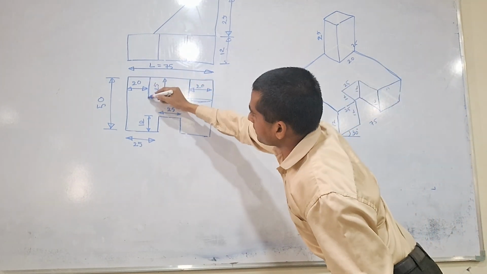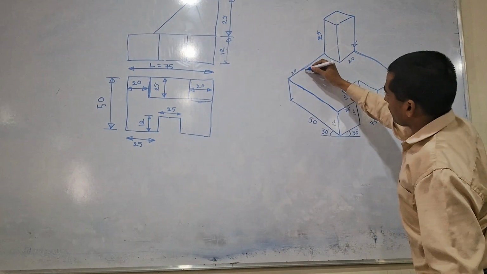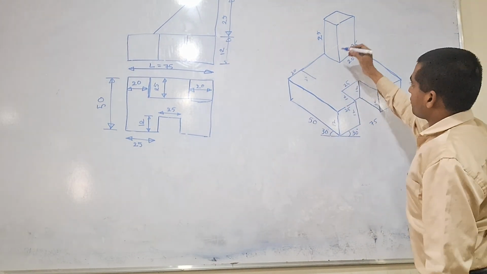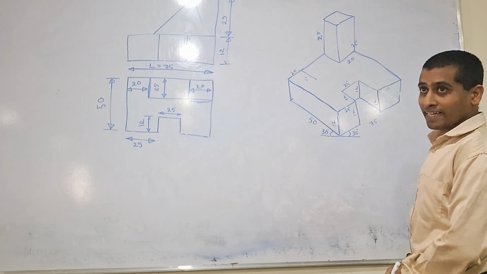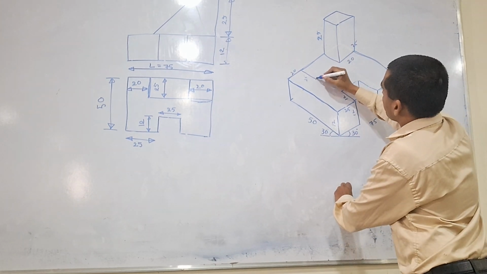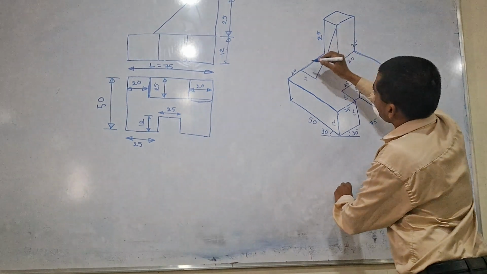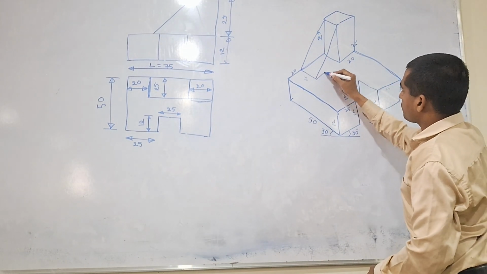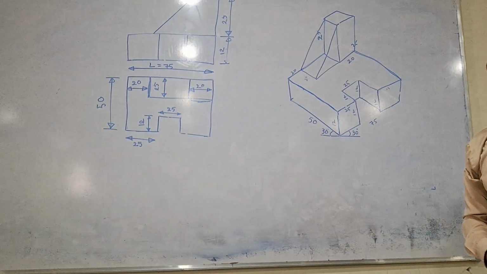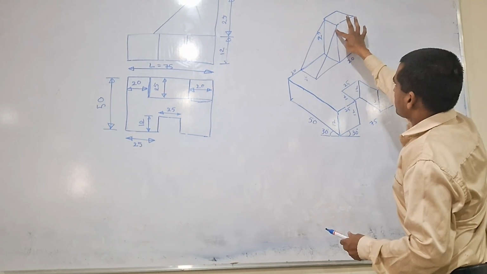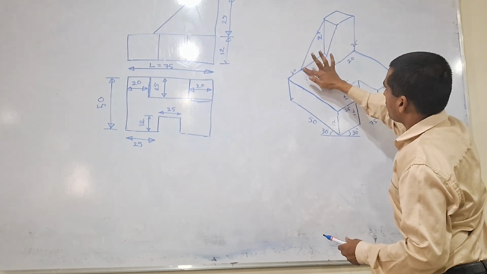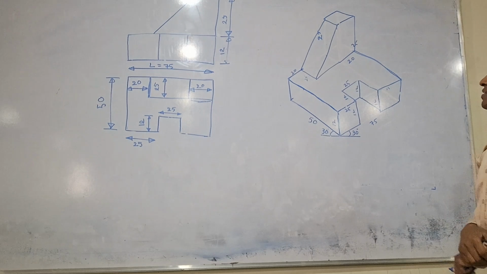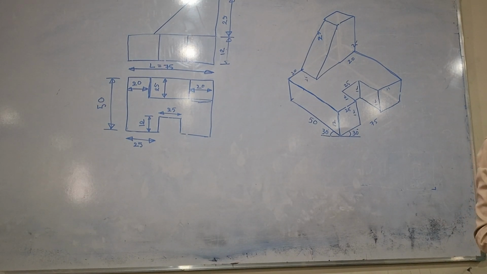And what is this line length? 25. So I will draw a 25 line. This is a 25. Okay? Then I will join this point with this one. Is it clear? So I am joining this one with this point and also this one with this point. Then join this one with this one. Is it clear? Now erase these things. These are not there. Understood now?